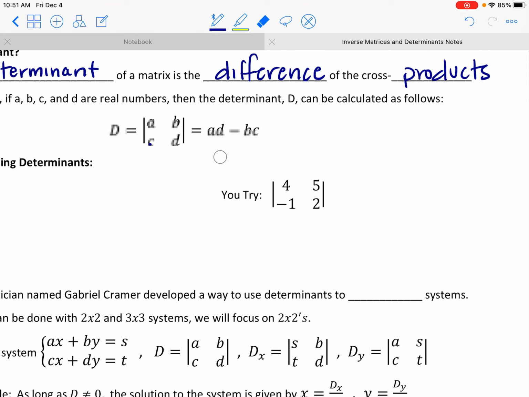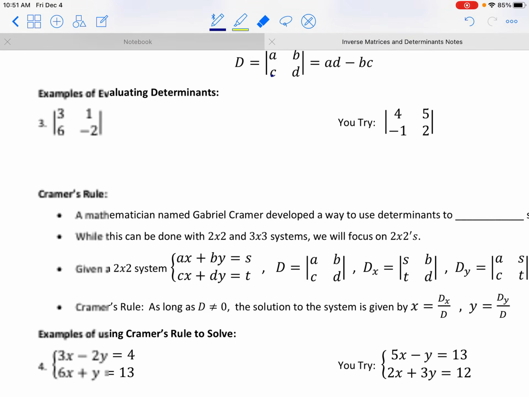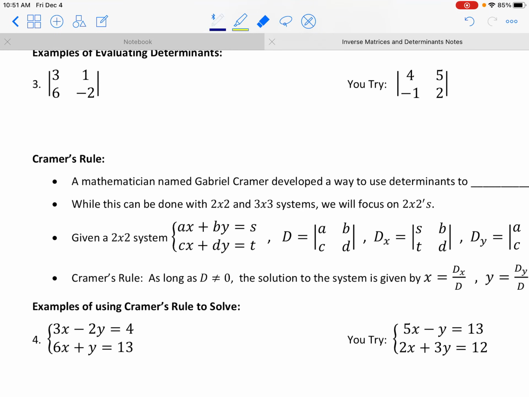Okay, so our determinant is just the difference of the cross products. That's an easy thing to calculate, so let's try that here. The determinant is going to equal 3 times negative 2, and then we're going to cross multiply 1 and 6, and we want to find the difference of those cross products. So negative 2 minus 6 here means our determinant is going to be negative 12. Simple. So much easier than what we were just doing, right?